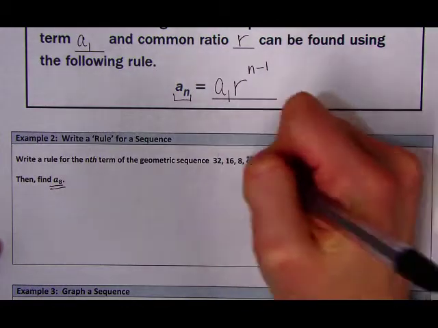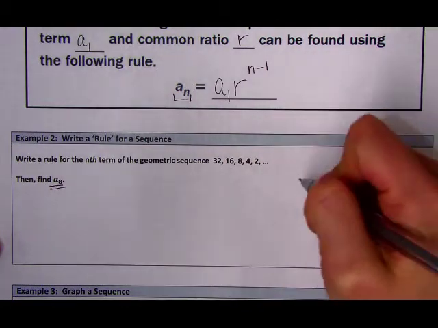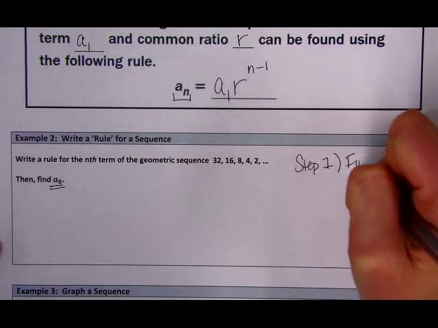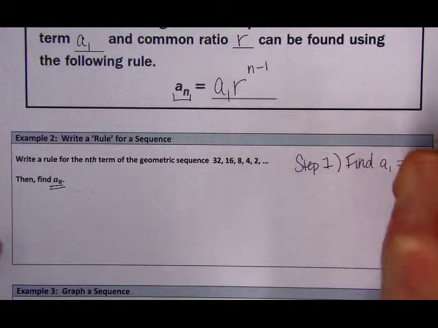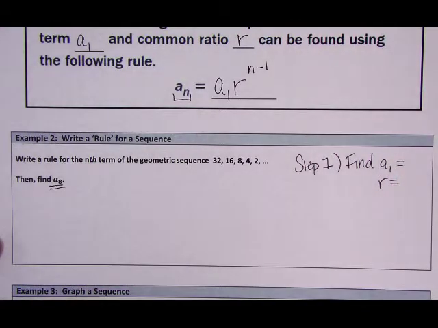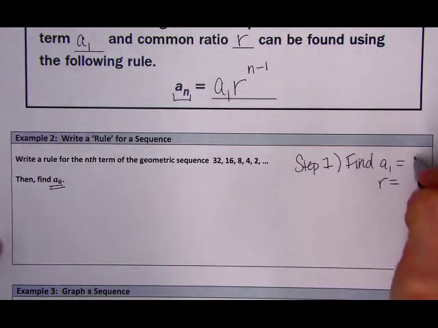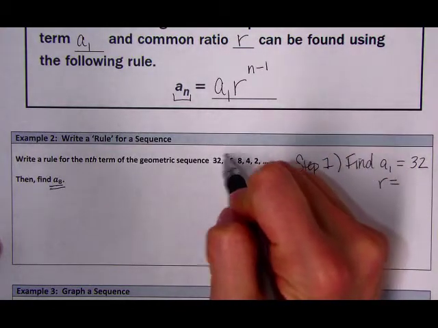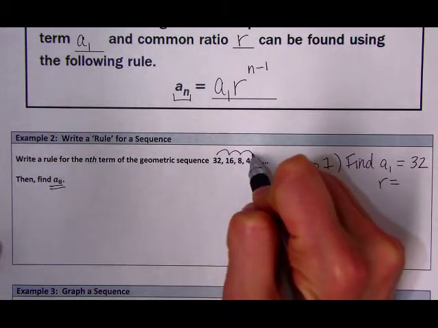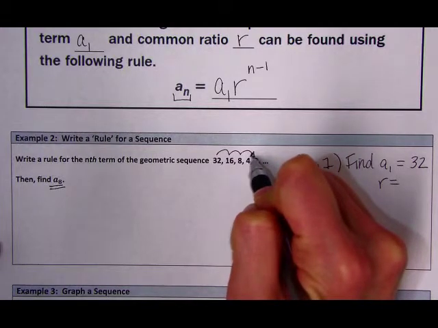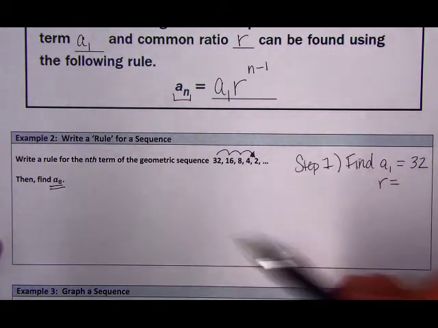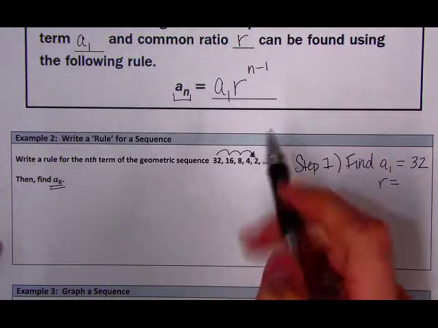So if we look at this, we'll do step 1. We want to find a sub 1, and we want to find our common ratio. A sub 1 we know is 32. Our common ratio is the value or the constant that we multiply or divide by to get to the next term. Since we're dividing by 2, it's the same thing as multiplying by 1/2.